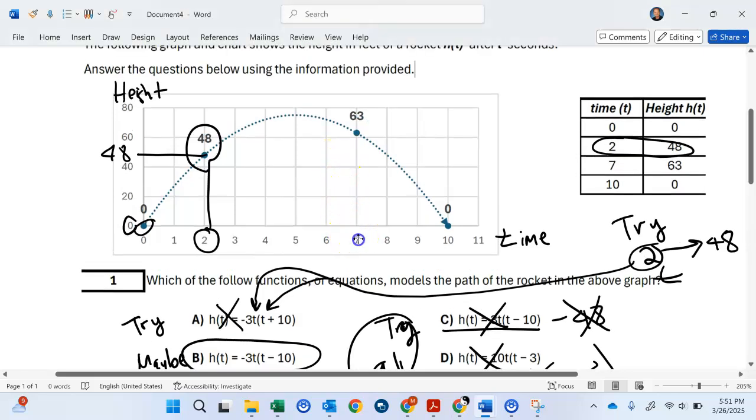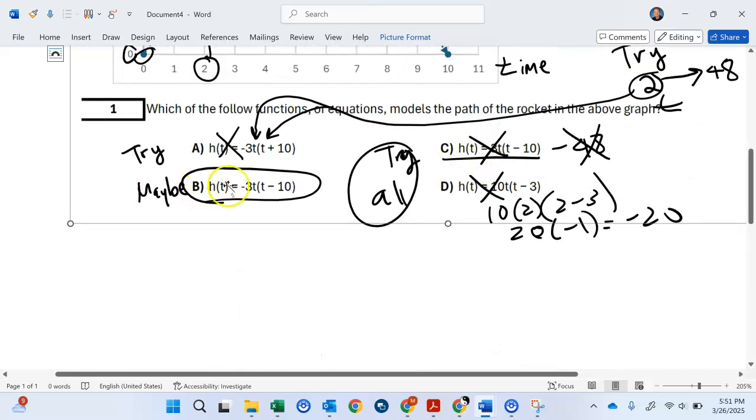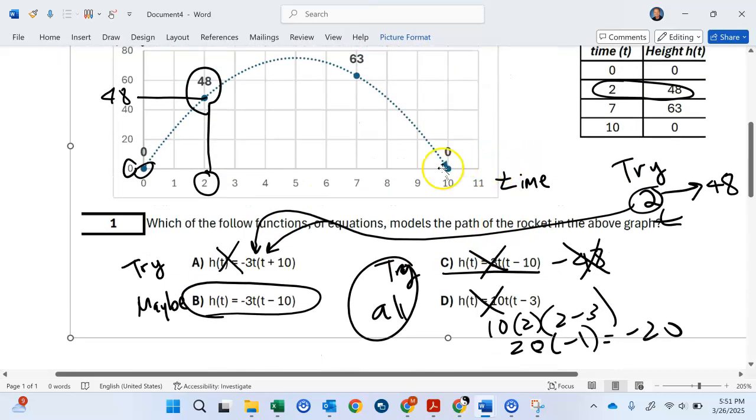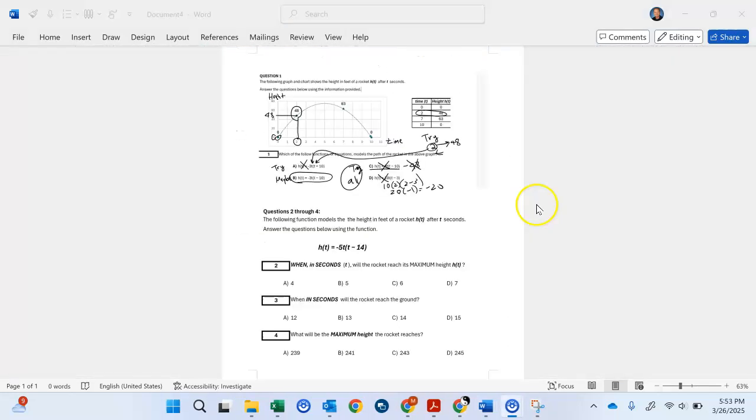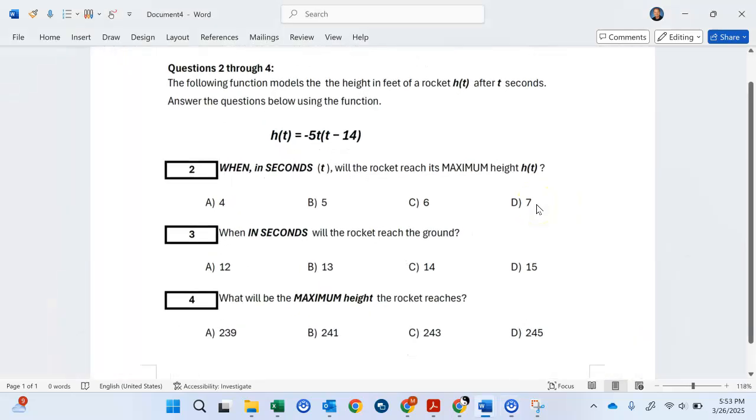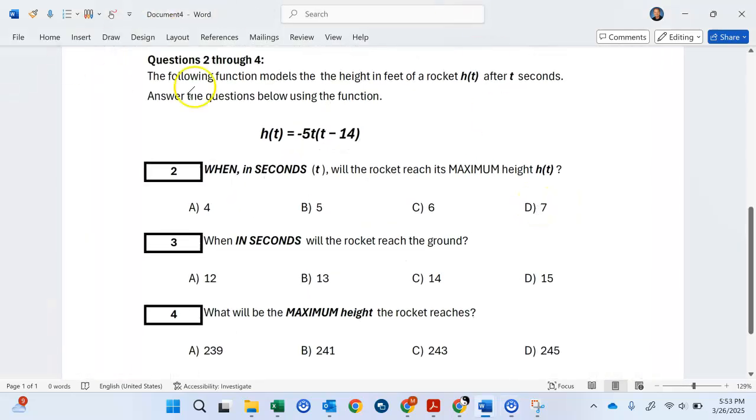Maybe, for example, 7 and 63. We try that, and we put it in the equation to see if one does not work, okay? So that's how you do those kind of problems. That's question number 1. Okay, so now we're going to do question number 2.